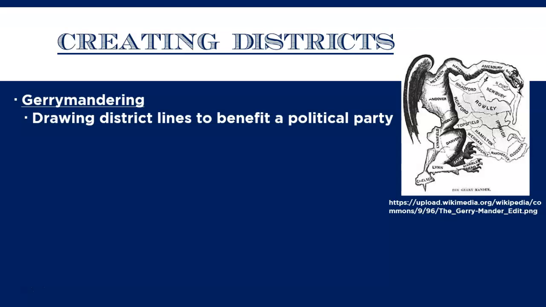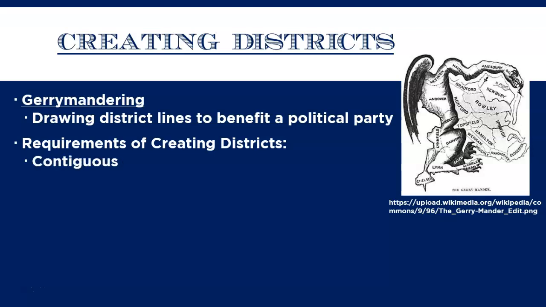You always see this picture for gerrymandering. I don't know why, but they just draw all these lines that don't make a whole lot of sense to try to gain all these people of a certain political party into one area to where they could have a majority and actually win certain elections.